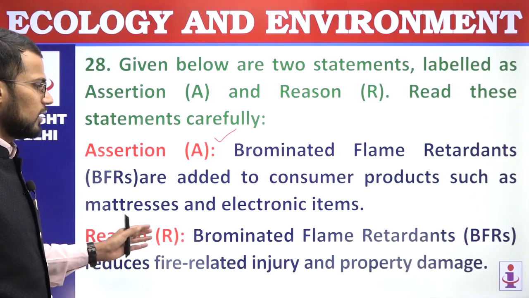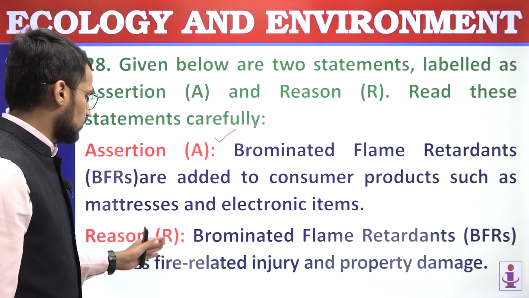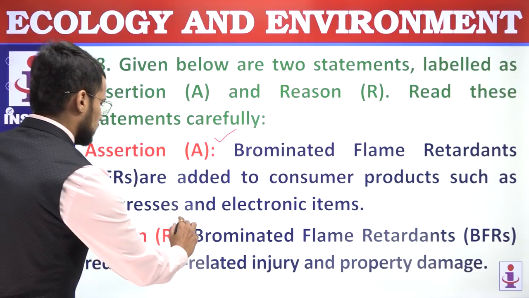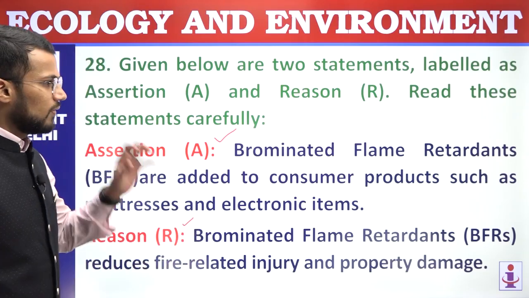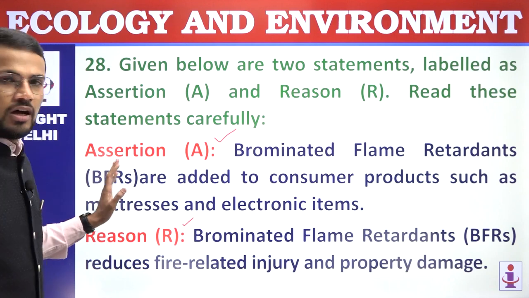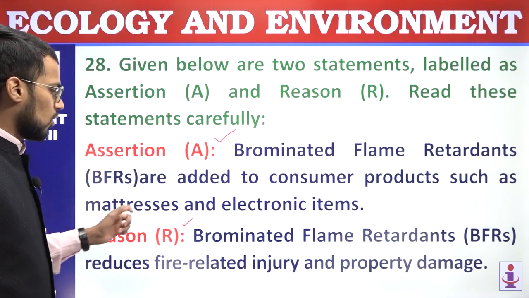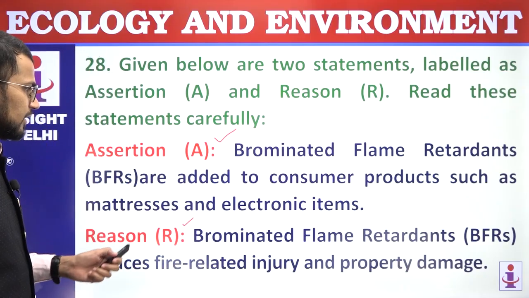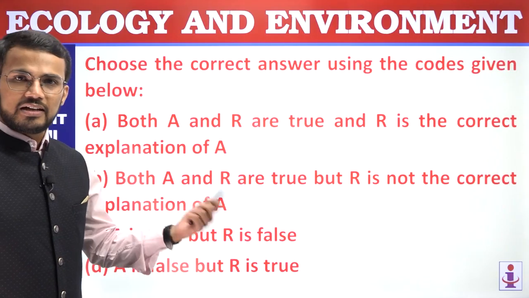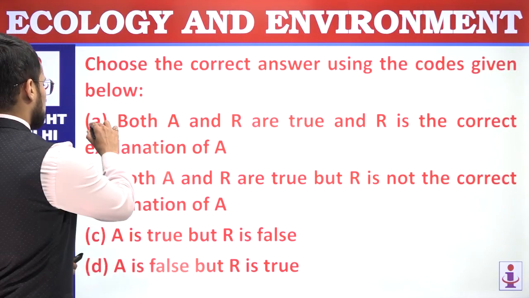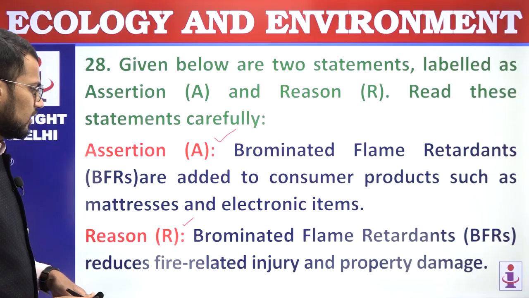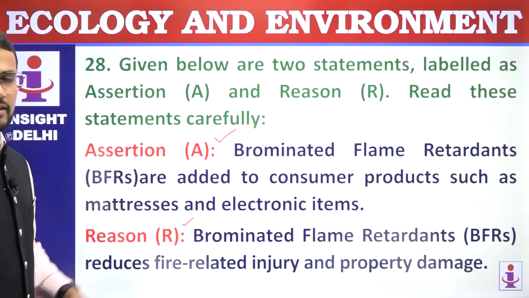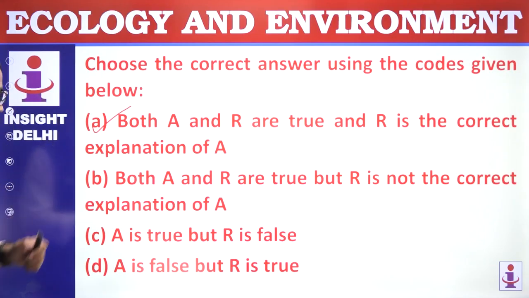Reason. Brominated flame retardants reduces fire related injury and property damage, right? So this statement is correct statement. As they are flame retardants, we can make sure that they reduce or eliminate the danger of fire related injury and property damage. Both these statements are correct statements, and R is correct explanation of A, and that's why answer is A, right? Because R tells us more why they are being used in these consumer products, and that's why R is correct explanation of A. Answer is A.